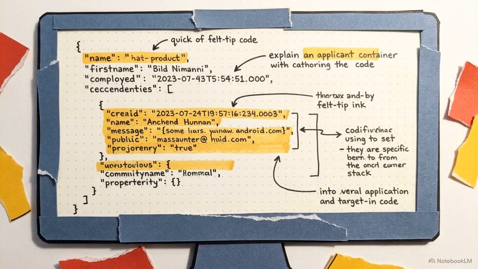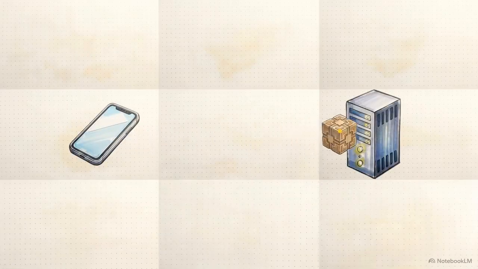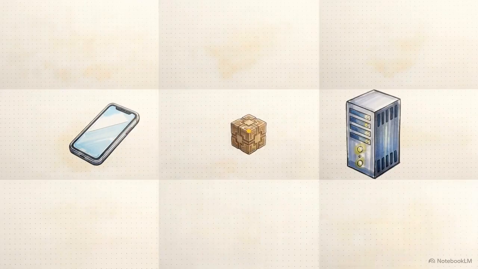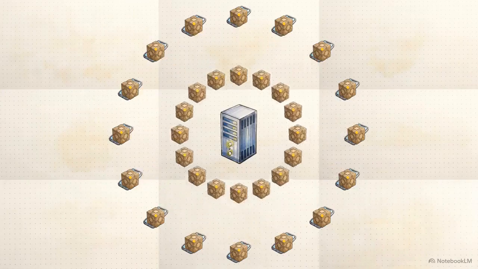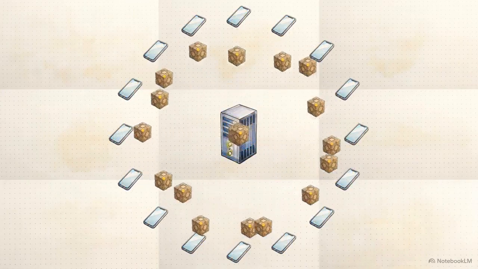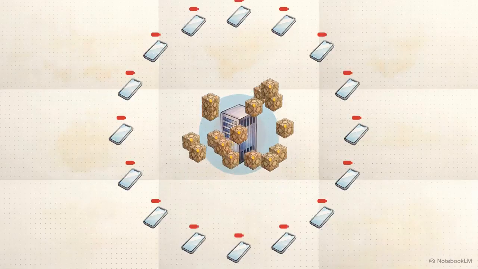Every time the app asks, it has to attach heavy blocks of text called headers. These contain cookies, authentication tokens, and browser details. You end up sending a massive package of data just to check for a tiny 2-byte typing indicator. One phone repeatedly sending heavy data blocks is manageable. Multiply that by millions of active users simultaneously, and you flood the network with redundant headers. Your phone's battery drains, and the back-end infrastructure buckles under the weight of millions of redundant questions.